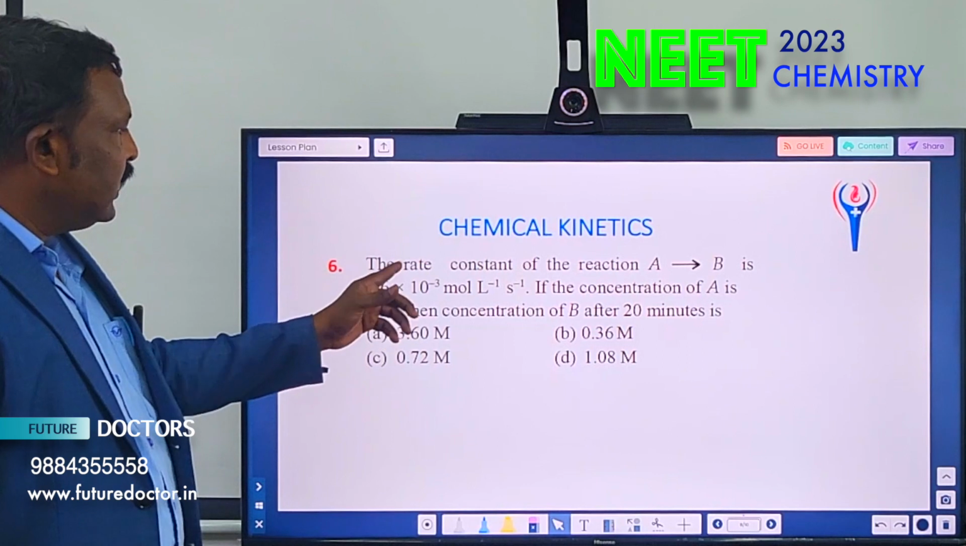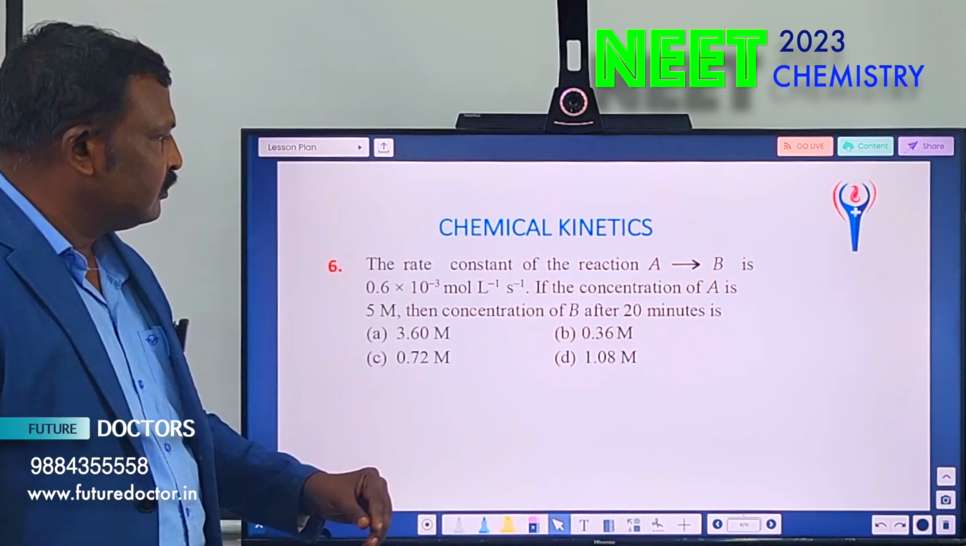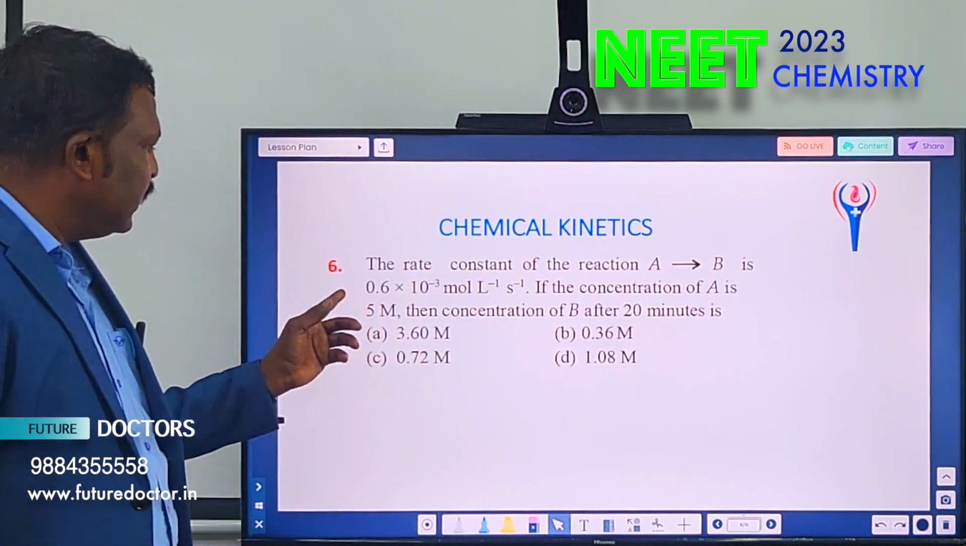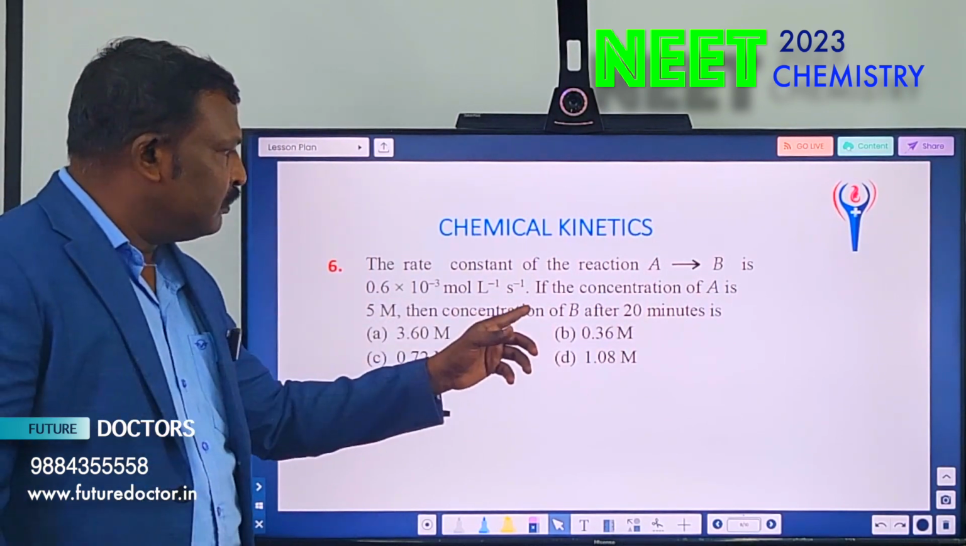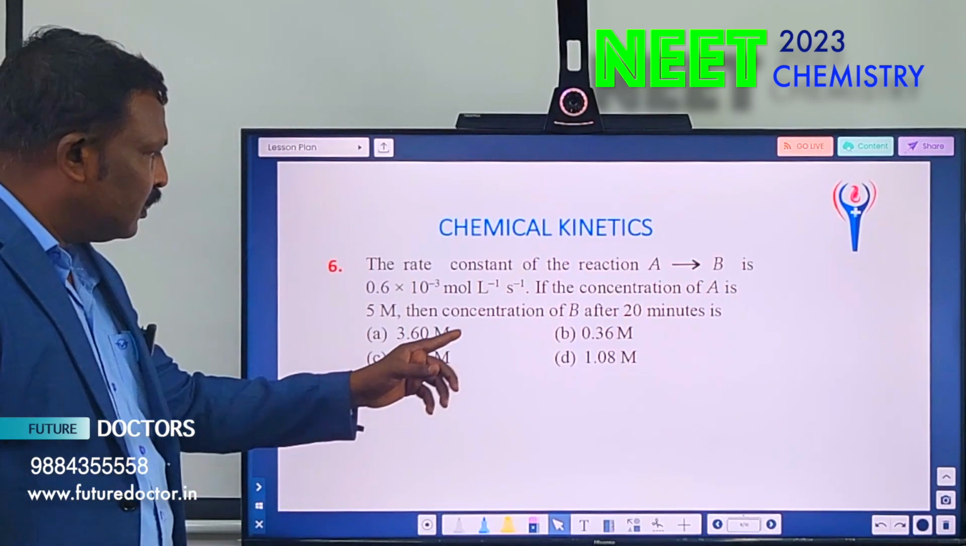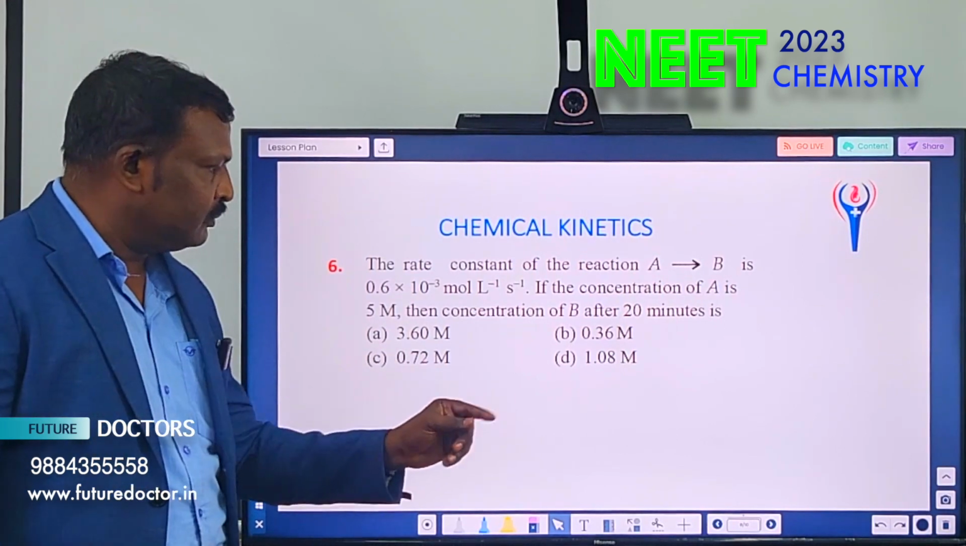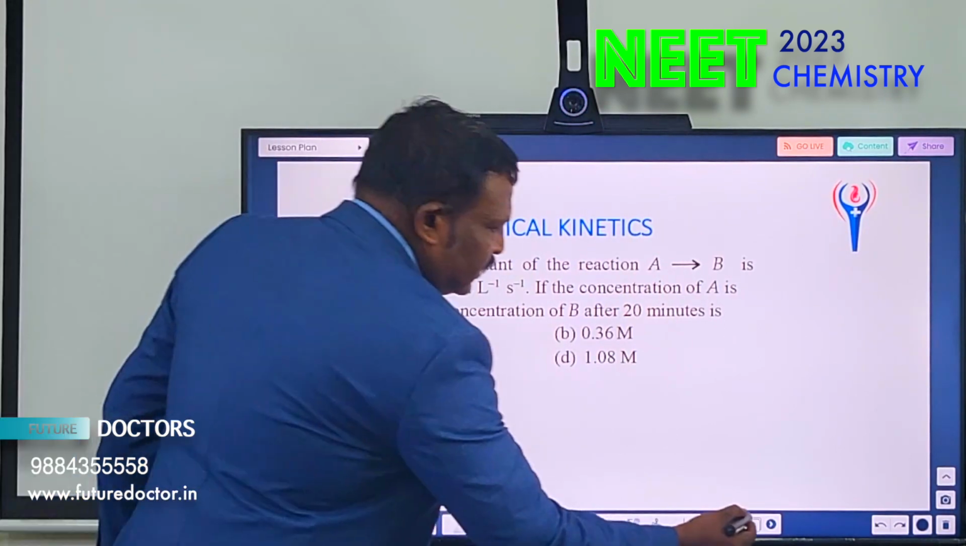Next one, the sixth one. The rate constant of the reaction A gives B is 0.6 into 10 power minus 3 mole per liter per second. If the concentration of A is 5 molarity, then the concentration of B after 20 minutes is dash. That's the question. Option A is 3.60 molarity. Option B 0.36 molarity. Option C 0.72 molarity. Option D 1.08 molarity.